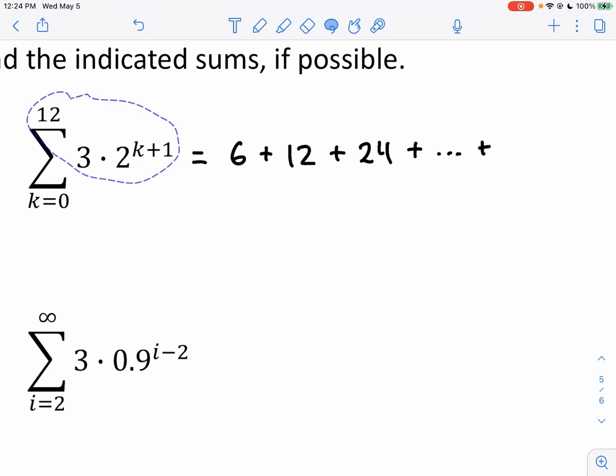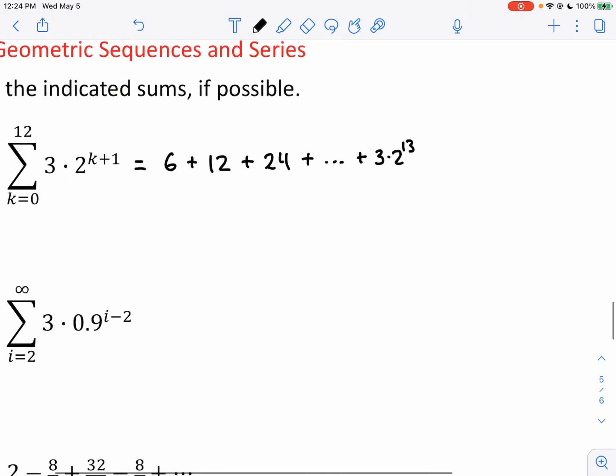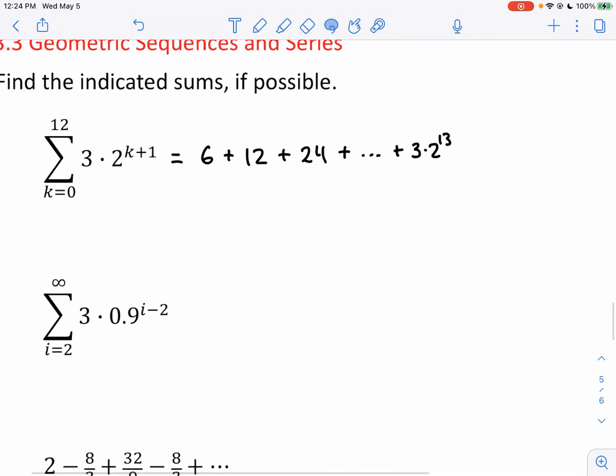And the final one will be when k is 12. So you plug in 12 for k, we're going to get 3 times 2 to the 13th, which I won't calculate. I'll just write 3 times 2 to the 13th. And this is where the sum stops. Okay, so this is a geometric sum. You can clearly see we're doubling to go from term to term. That's simply because as k increases, we just keep getting larger and larger powers on 2. So to go from term to term, we just double the previous term to get the next term.